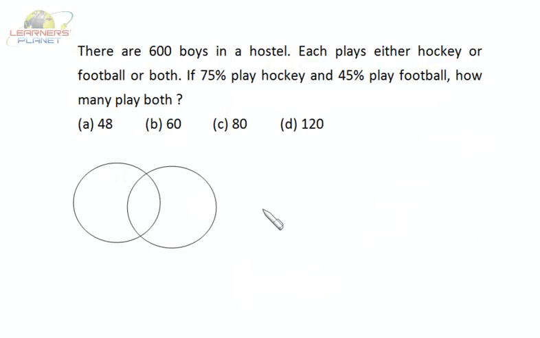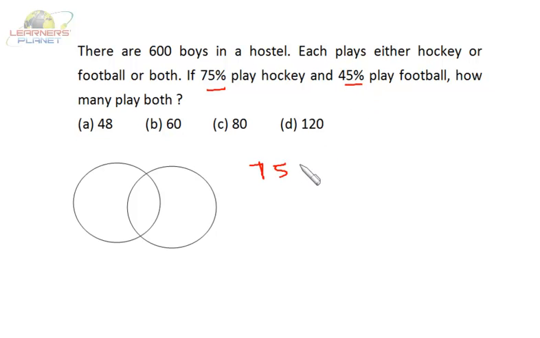Now friends, let's see this question. There are 600 boys in a hostel. Each plays either hockey or football or both. If 75% play hockey and 45% play football, how many play both? Now, 75% play hockey, 45% play football. That means we are exceeding 100%. How much are we exceeding?